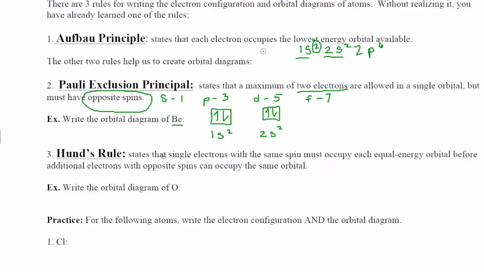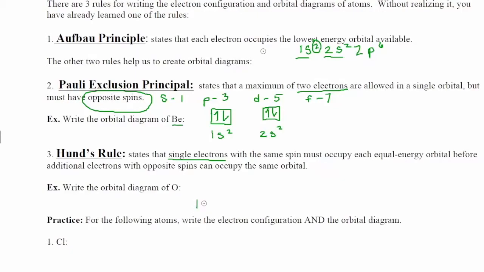Let's go on to Hund's rule, and then we'll get a little bit of practice. Hund's rule states that single electrons with the same spin must occupy each equal energy orbital before additional electrons with opposite spins can occupy the same orbital. Oh my goodness. We're going to go through oxygen as an example, and even though the wording may seem overwhelming, it's actually quite simple, and it makes sense. It helps you to fill the orbitals.